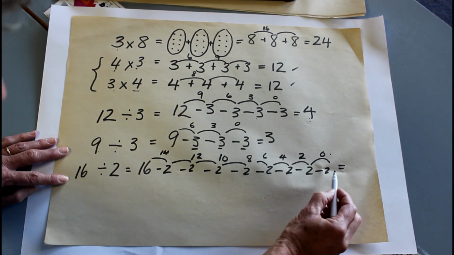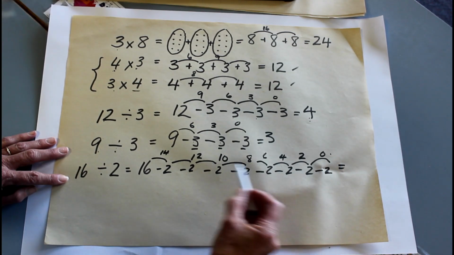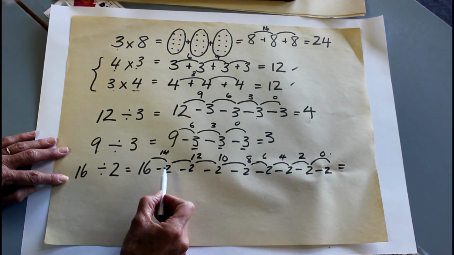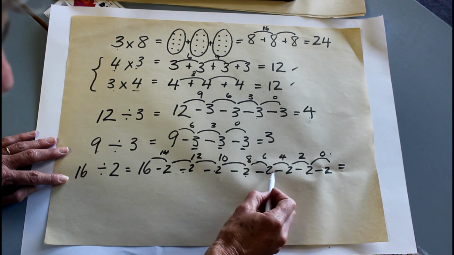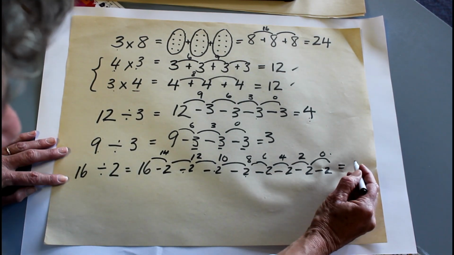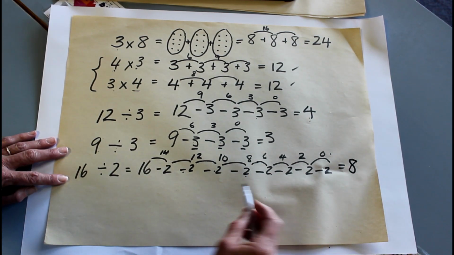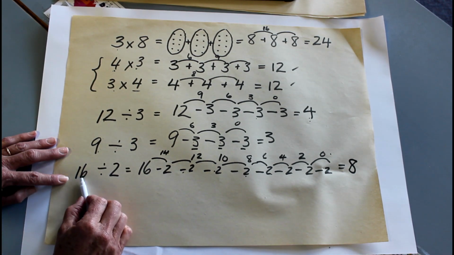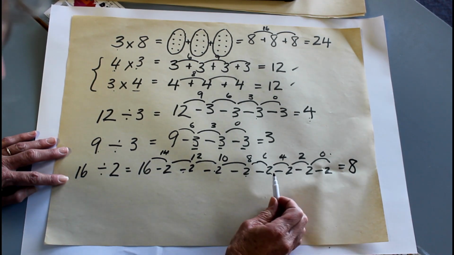So now I need to count up all the 2's, because I've reached the 0 on my hoop. 1, 2, 3, 4, 5, 6, 7, 8. I have 8. So 16 divided by 2 is 8.